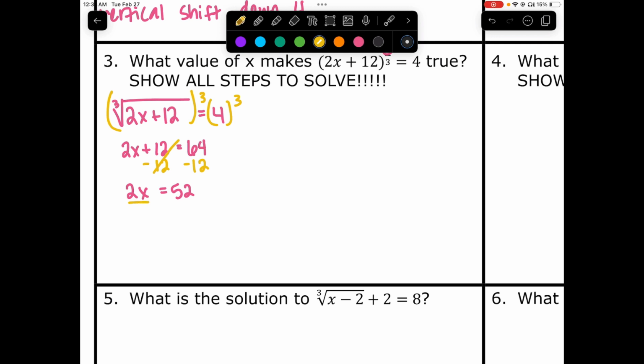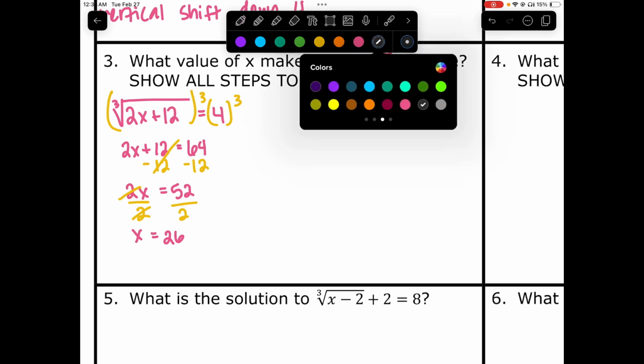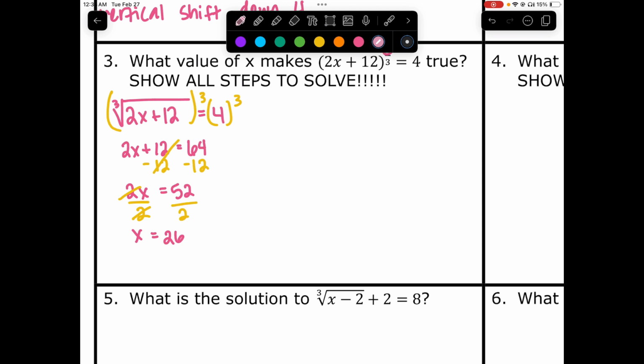All right, and so we get 26, and of course, you know we're about to check our work. So we're going to plug it back in. 2 times 26 plus 12, and that's going to be 4.